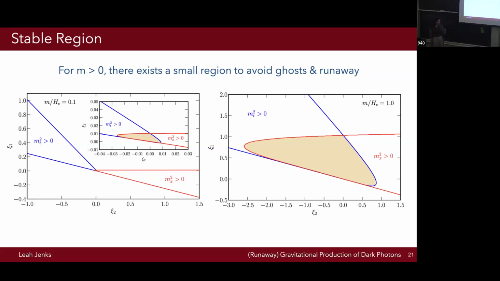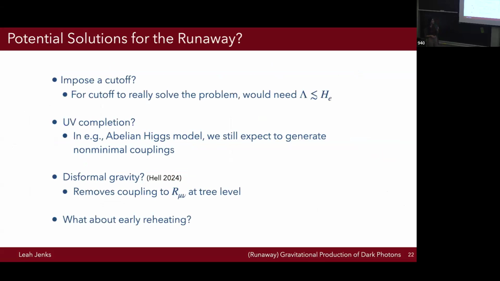Okay, so we have this region that avoids these problems. And so you might say, okay, some potential solutions for this. Maybe we can impose a cutoff by hand to say this analysis is valid up to some cutoff, then we can stop the runaway there. For this to really solve the problem, if you look at where the runaway really starts to take off, you would need lambda to be less than H_E during the end of inflation, which is of course problematic if you would like to do perturbation theory during inflation.